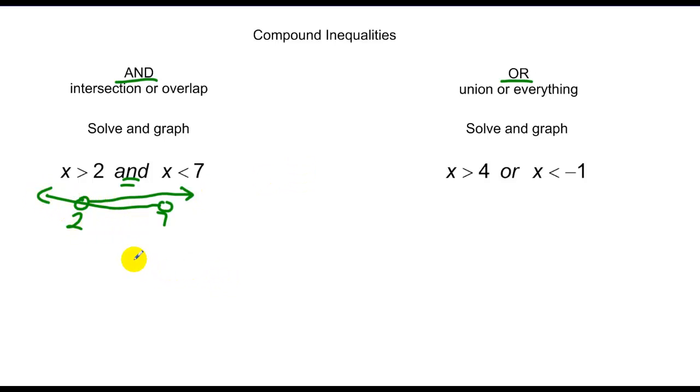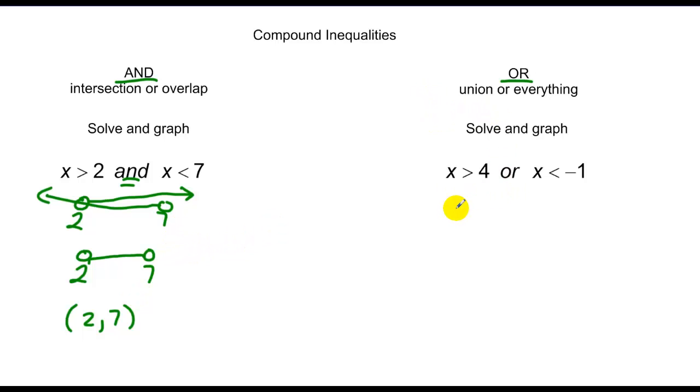Now since it says and, I'm looking for the intersection or overlap. Where does this overlap? It overlaps from 2 to 7, and since neither is included, I get open circles. If I state this in interval notation, I would start at my low number, which is 2, go to my high number, which is 7. Notice the two parentheses because neither the 2 nor the 7 is included. If they were included, I would use a bracket.